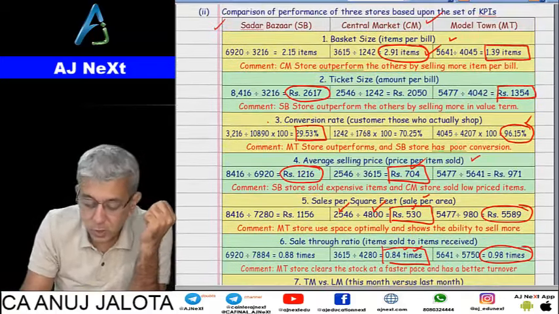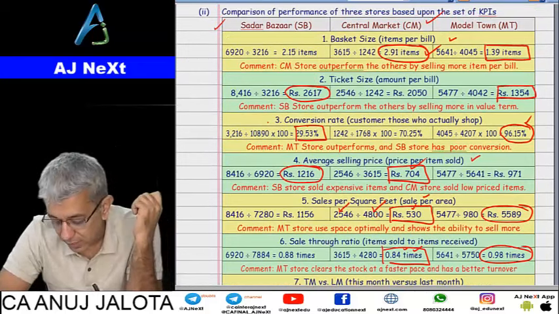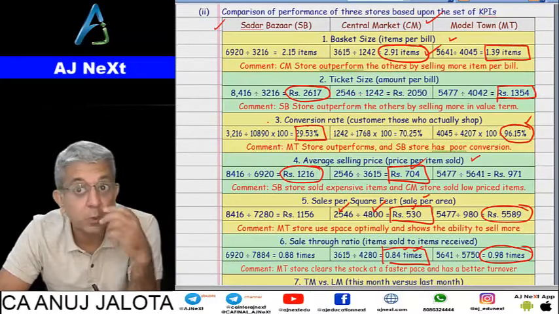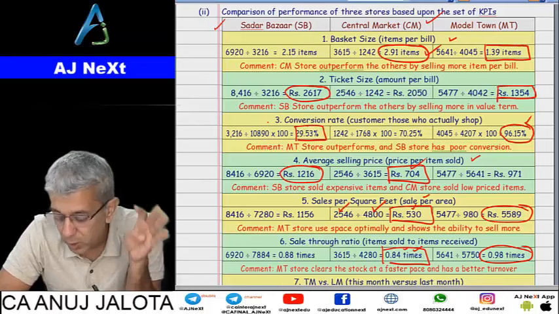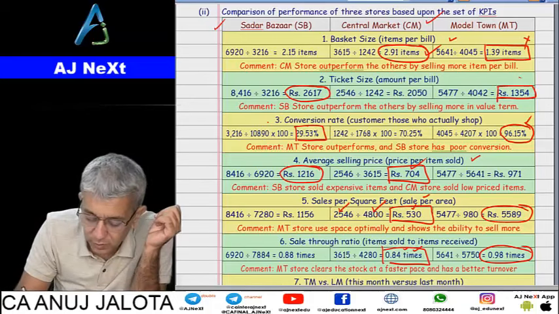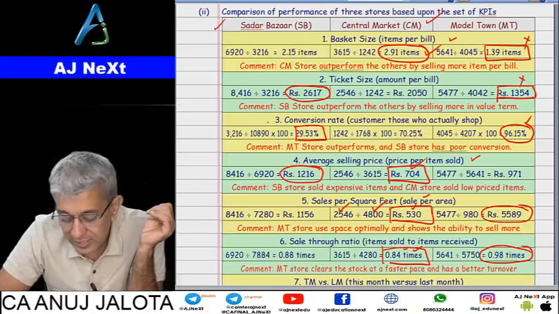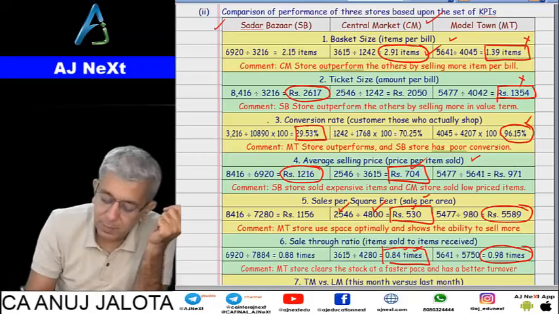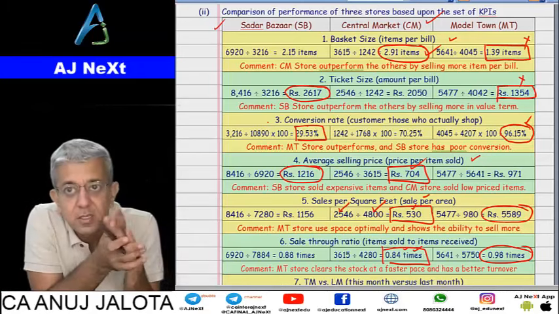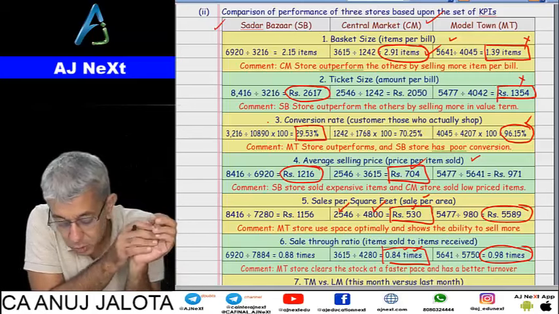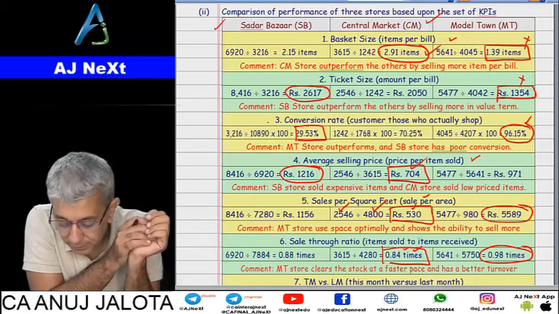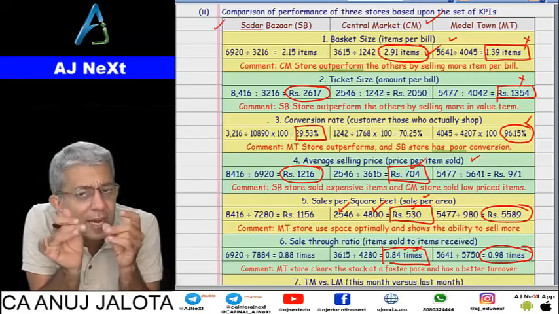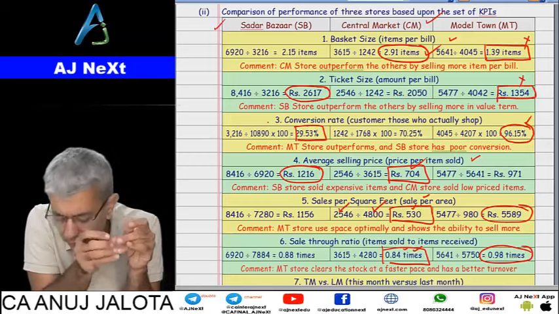Okay, now the last one, that is Model Town. I think Model Town has got a lot of rounds, so that store is doing quite good, except the problem area is over here and over here. Ticket size is very less. Apart from that, basket size is also quite less. Now, in this case, the company should try to do something to improve them. What we can be doing, I'll try to tell you all in the next part.